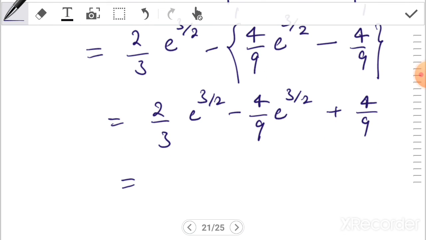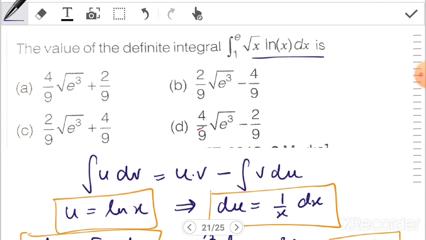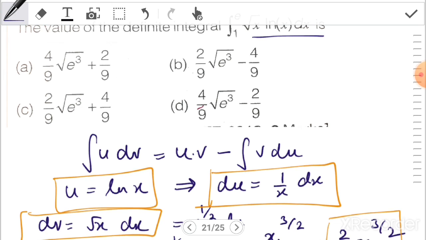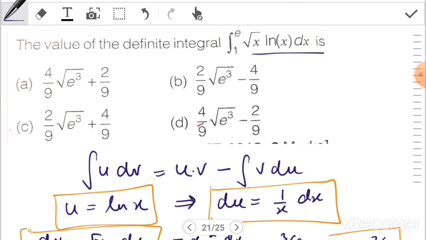So this can be simplified as 2 by 9 e raised to the power 3 by 2 plus 4 by 9. Then the answer is 2 by 9. So this is the right answer. C is the right answer. Okay.